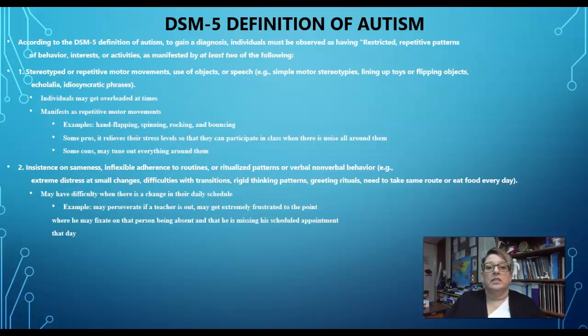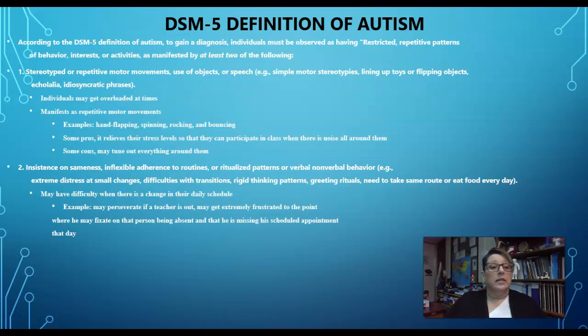So first, let's start with the definition of autism. What exactly is the definition according to DSM-5 of autism? Well, to gain a diagnosis, first of all, individuals must be observed as having restrictive, repetitive patterns of behavior, interests, or activities as manifested by at least two of the following.